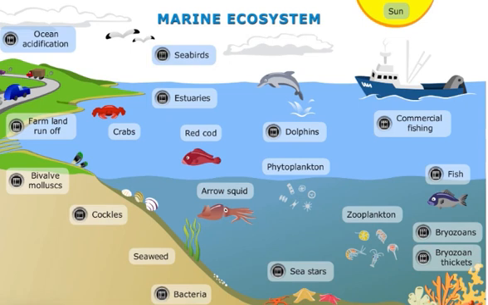Next, let's meet the herbivores, animals that eat plants. In our ecosystem, we have small fish and snails. These animals eat the seaweed to get energy. Herbivores play an important role by transferring energy from producers to the rest of the food web.